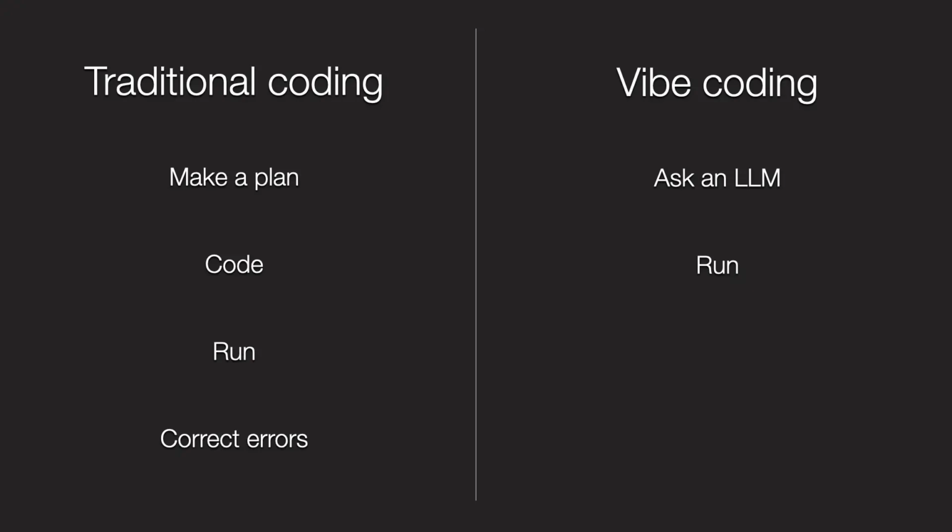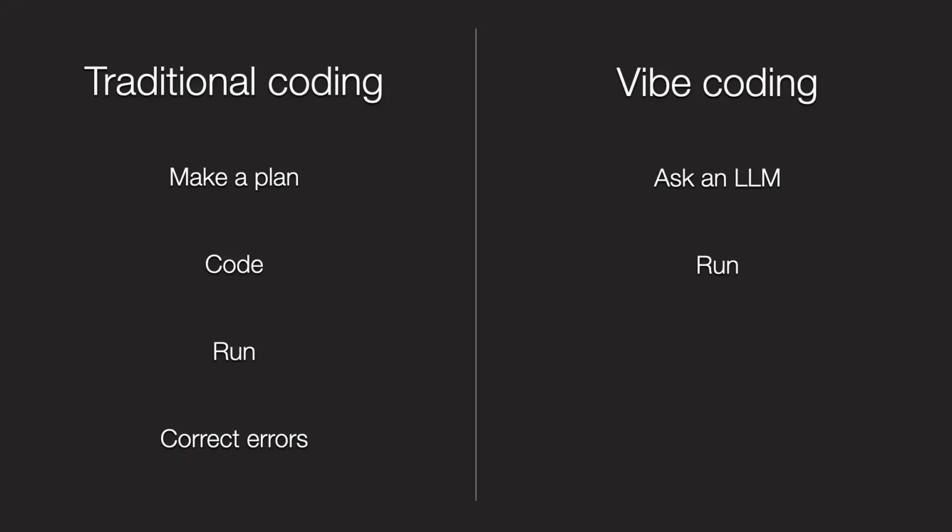In traditional coding, a programmer would make a plan, then code it, run it, and correct the errors as you go. In vibe coding, you don't code anything. You ask an LLM to do it for you, you run the result without reading the code. And then, if any error arises, or if you want to change some of the output, you just tell the LLM to adjust as you go.